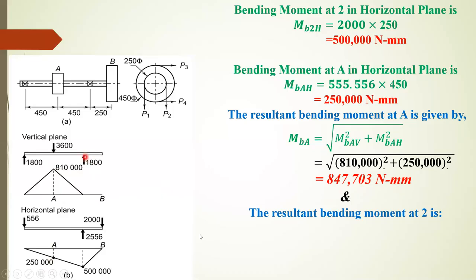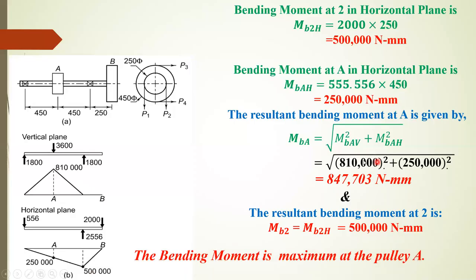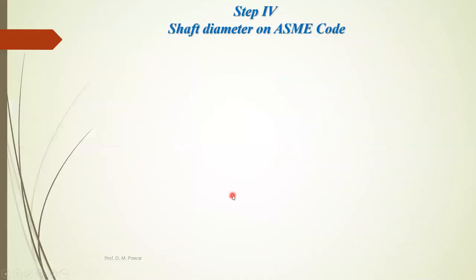Similarly, we have to take the bending moment at B. The resultant bending moment at point 2: you can see here only one bending moment will be there, in the horizontal plane. In the vertical plane, the bending moment at point 2 is 0. So here the resultant bending moment at 2 is nothing but 500,000 Newton mm. Comparing these two values, the bending moment at A will be the maximum, and that is to be taken for further calculations, to calculate the diameter of the shaft.